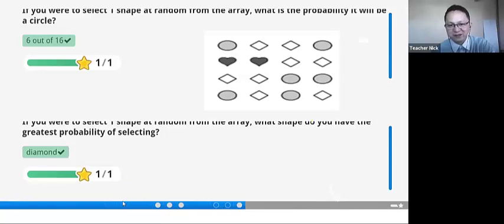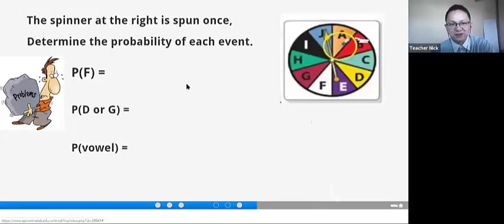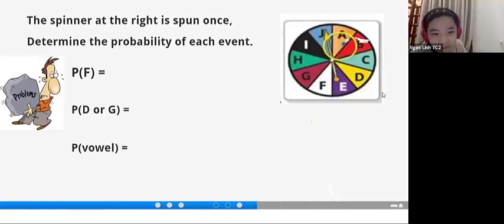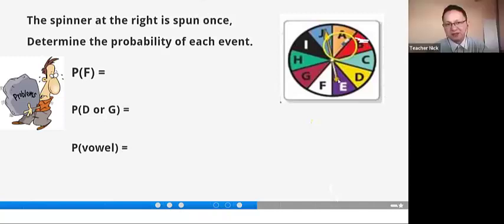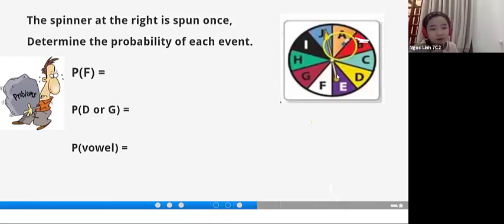All right. Let's check this one. The spinner at the right is spun once. Determine the probability of its event. So what is the probability of having the letter F there? You have to count how many F's there are. How many F's in that circle? Only one. How many total? 10. So 1 out of 10.